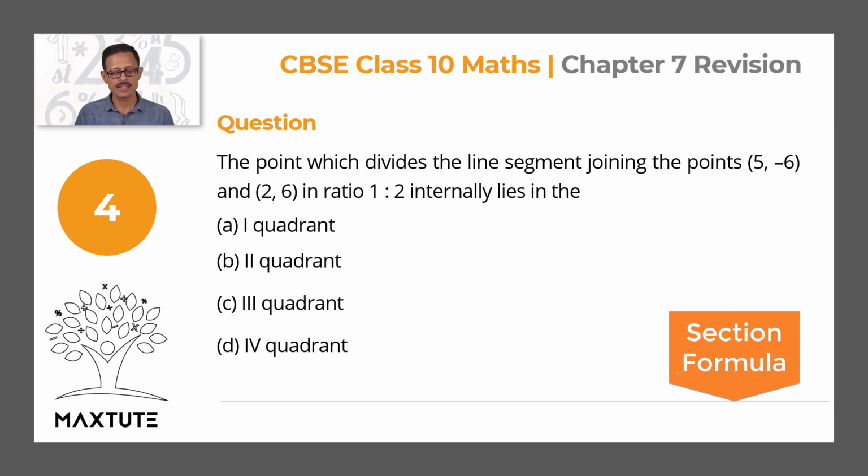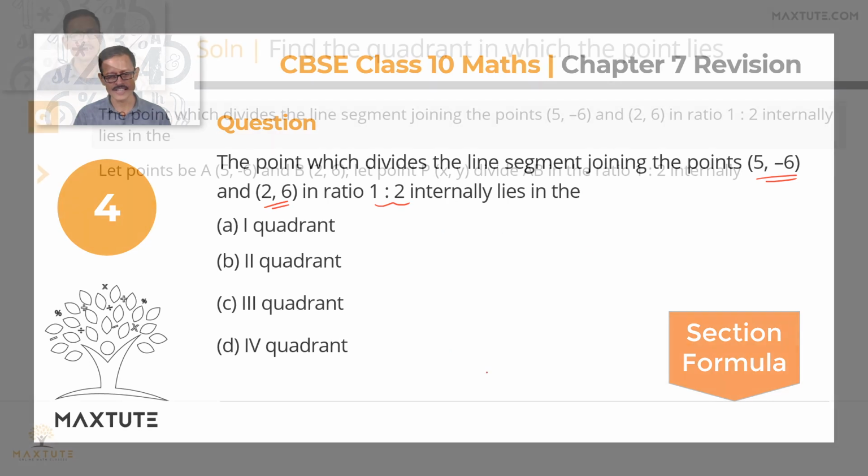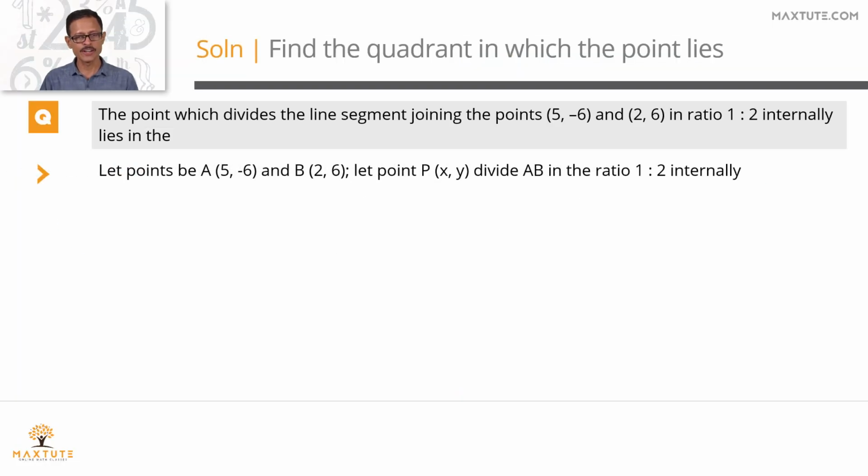One more question, again consolidating the section formula idea. The point which divides the line segment joining (5, -6) and (2, 6) in the ratio 1 is to 2 internally lies in which quadrant? It's an objective type question. Approach: let's find out the coordinates of the point and then identify which quadrant it falls under. Right? Let's get started. We know the ratio in which it divides. Let's find the coordinates of this point first and then identify which quadrant it falls under.